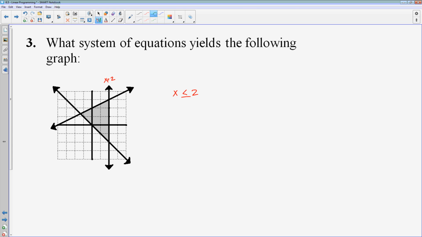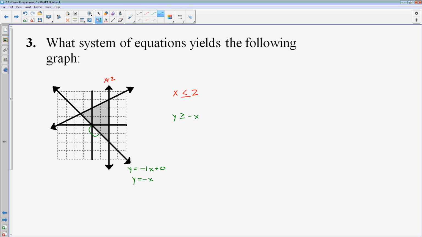Then I'll look at my other lines. I'll look at this one, and if I look at the slope going down, that's a slope down 1 over 1. So that's line y equals, I'll write it down here, y equals negative 1x, and the y-intercept is 0, or you could just call that negative x. And then I'm shading above the line y equals negative x, so that's going to be y is greater than or equal to negative x.